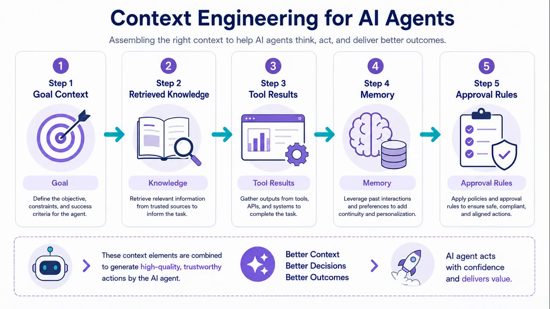Now let's look at context engineering for AI agents. Agents need context across multiple steps. At step 1, they need the user goal. At step 2, they may need retrieved knowledge. At step 3, they may need tool results. At step 4, they may need memory of earlier decisions. At step 5, they may need approval rules. Context engineering decides what each step should see. This makes agent behavior more reliable.